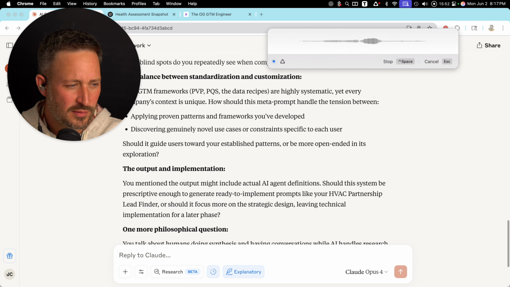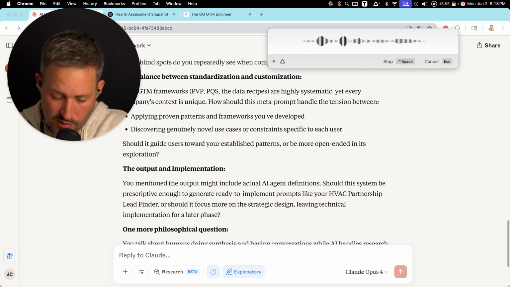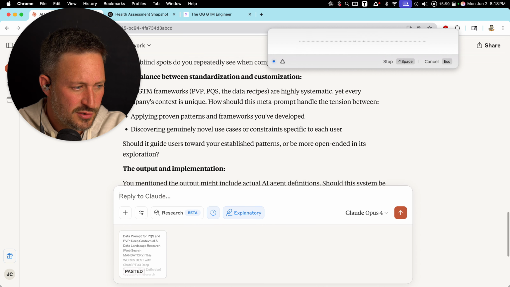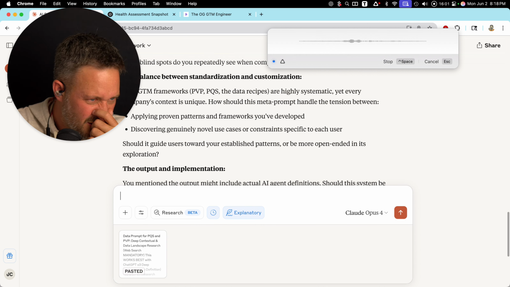Yeah, I mean, I definitely think that data is sort of a moat here. I'm gonna put a data prompt that I've used in the past here, so you can understand what that looks like.